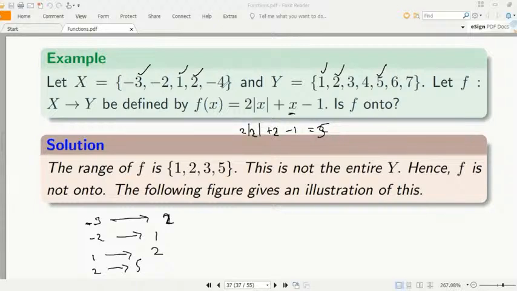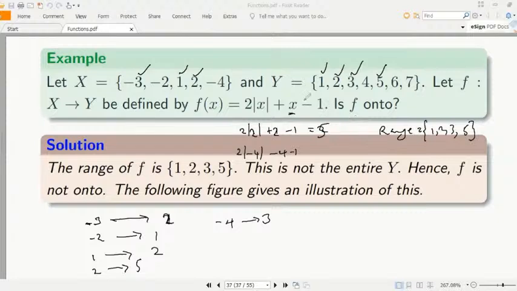Then finally, negative 4. It will be 2 times the modulus of negative 4, then negative 4, then negative 1. This is negative 5 here, and this is positive 8. That gives us 3. So negative 4 is assigned to 3. You notice that the range comprises 1, 2, 3, and 5, while 4, 6, and 7 are not in it.